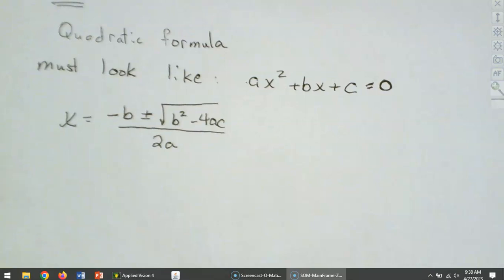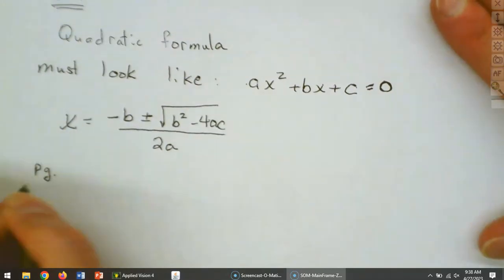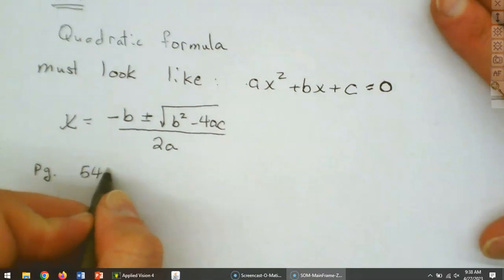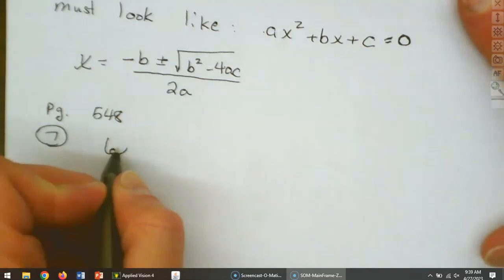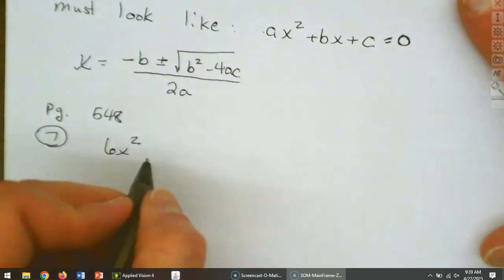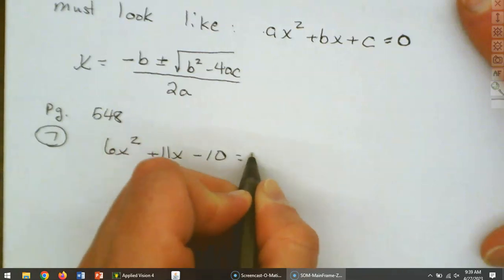So I'm going to pick a few from our textbook to look at. And we'll do one that's already in the correct form. So let's start with this one. Okay, this is on page 548. And we're going to look at this one. This is question 7. And this is 6x squared plus 11x minus 10 equals 0.